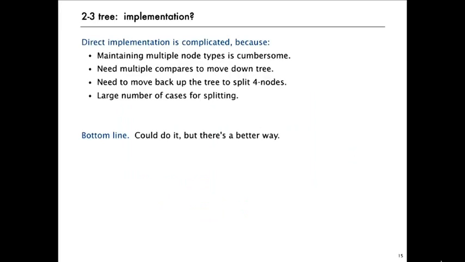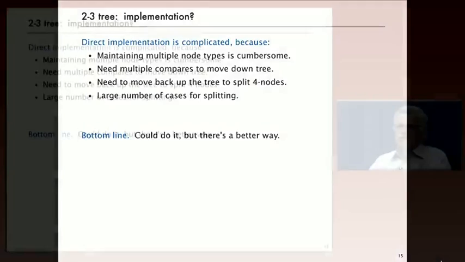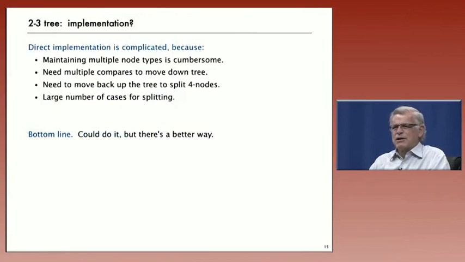Now, what about the implementation? Well, we're actually not going to talk about a direct implementation of 2-3 trees because it's kind of complicated. It's cumbersome to maintain multiple node types. You might need multiple compares to move down the tree. If there's a 3-node, it takes more compares than a 2-node, so it's complicated to analyze. We have to keep track of links as we go up and down the tree to handle the splitting, and there's a lot of cases.